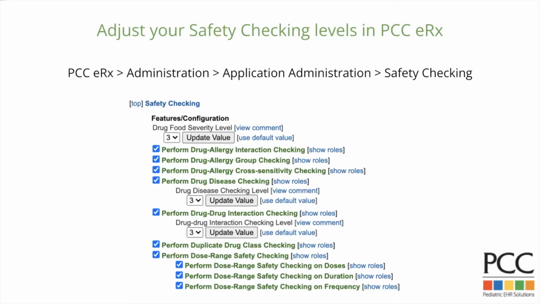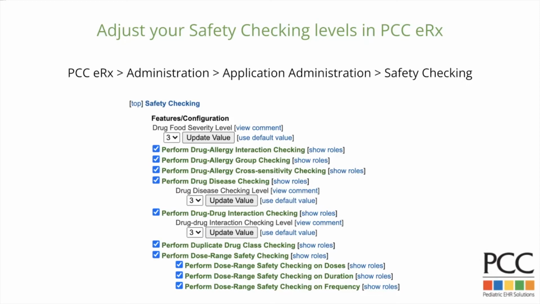We have it set to 3, that's the most amount of alerts that you'll get. 1 is contraindication, 2 is severe, and 3 is moderate. And so by saying 3, you're saying I want to be alerted for all 3 of those categories. If you choose to make a change to that, just be sure to click update value so that change is saved to your account. And I should mention that these are safety checking alerts that apply to the entire office.